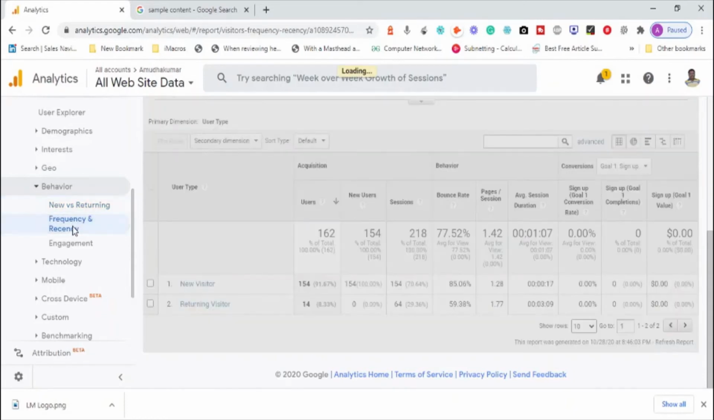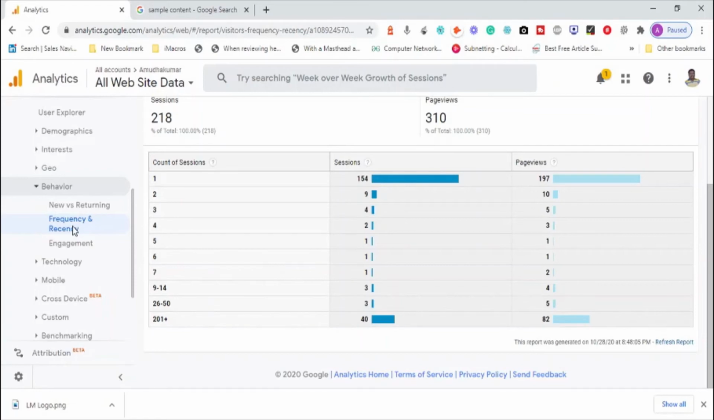Now, how frequently are these people coming to your website? Frequency and recency: how frequently they are coming to the website. As we already said, sessions are a shorter period of time, and page views are the number of pages a visitor navigated in a session. The session time may be shorter or longer. Somebody may stay on a website for 20 or 30 minutes, and in those 20-30 minutes they may navigate to 5 to 6 different pages.